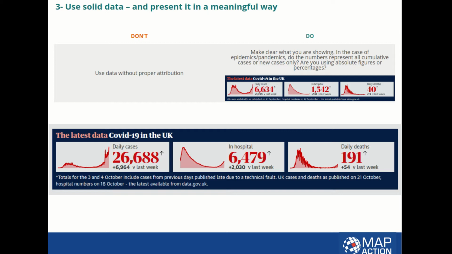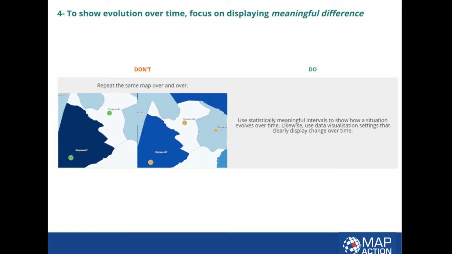So I think the key thing here is the word meaningful. This data is pretty easy to understand. There's no maps involved here, but maps are not always the right way of presenting information. In this case, maps are to be found elsewhere on the website, but this is just a headline. This is all about headline figures. And equally, if you're showing evolution over time, try and highlight the differences. That's what people are going to be interested in, if time is a factor.